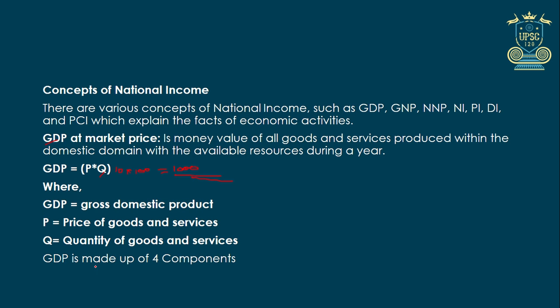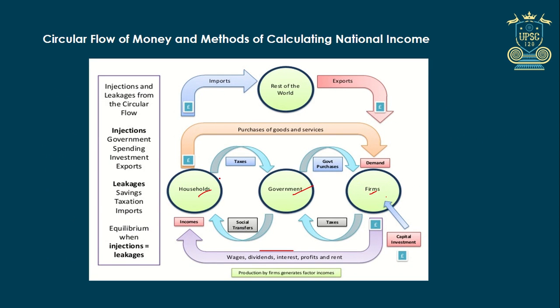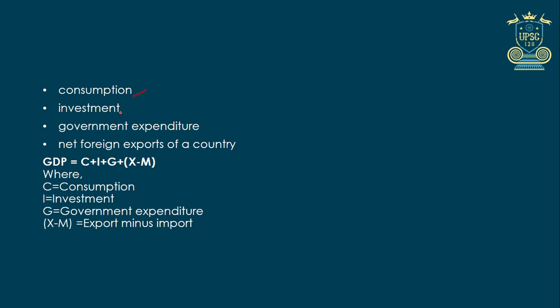Now again, GDP is made up of 4 components. These 4 components we saw. Consumption is what we saw in the diagram: the household will purchase from the firm. This part is consumption. Then investment. What is investment? The individuals will invest in the private firms. Then government expenditure we saw. On one hand the firm is giving money to the government in the form of taxes, and on the other hand the government is spending or purchasing the products and giving the money back to the corporates or the firms. So that is government expenditure.